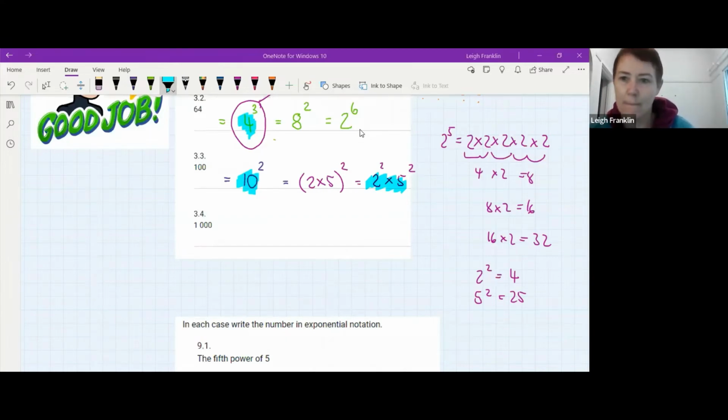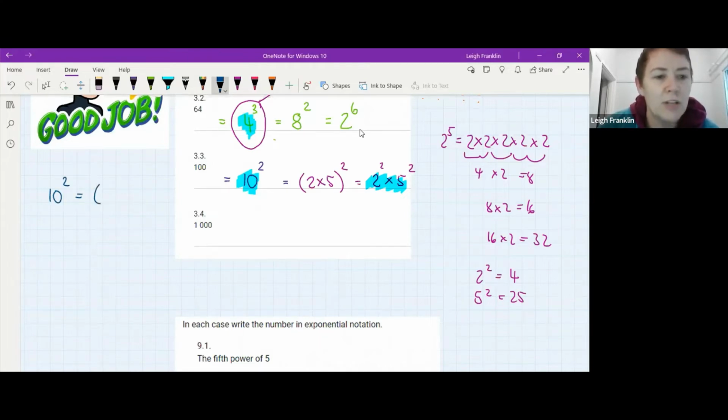Ma'am, I don't understand. What don't you understand, Bonolo? Ma'am, how do we write that? But you know that 2 times 5 is 10, don't you, Bonolo? I know, ma'am. Okay, so then if I've got 10 to the power of 2 and I write 10 as 2 times 5 to the power of 2, all I've done is I've just changed the way in which I've written 10.